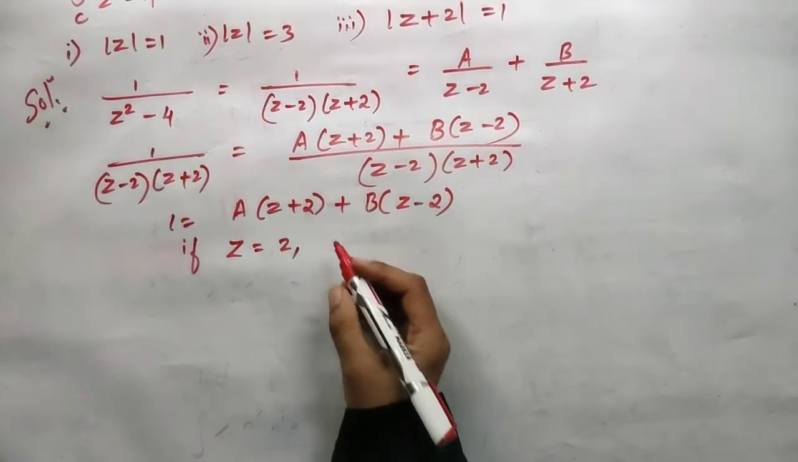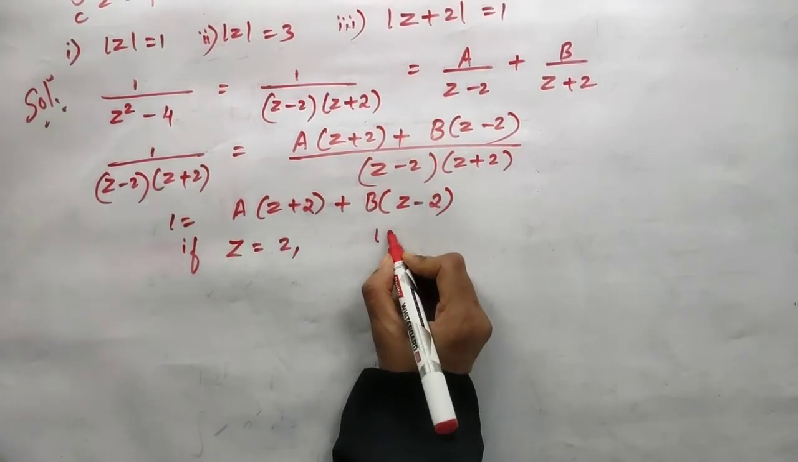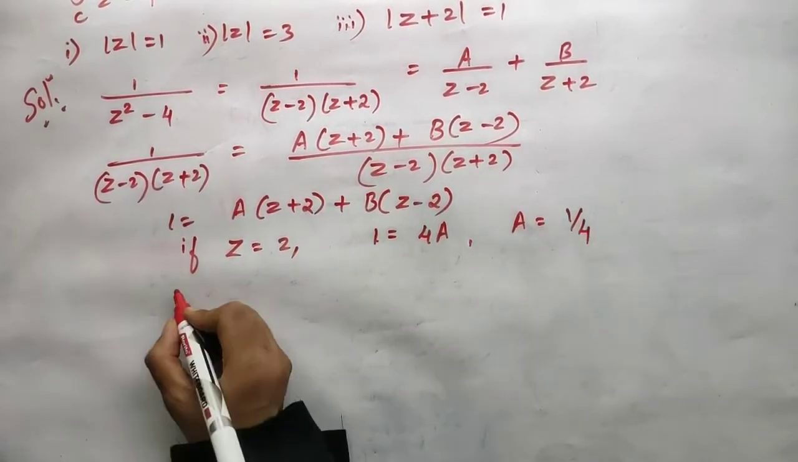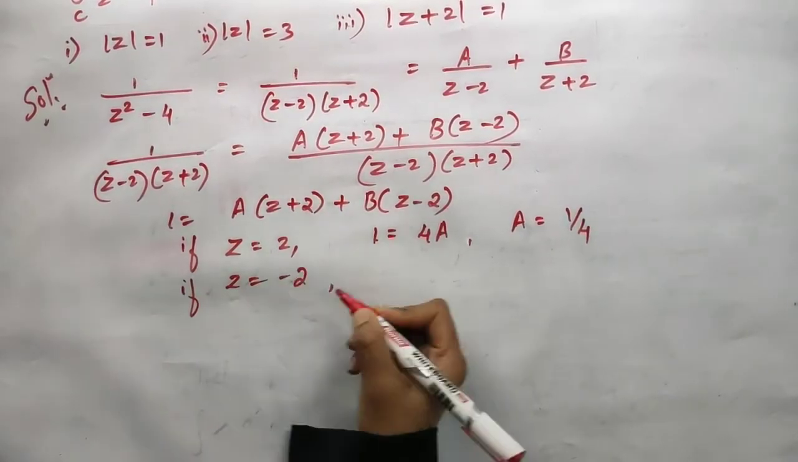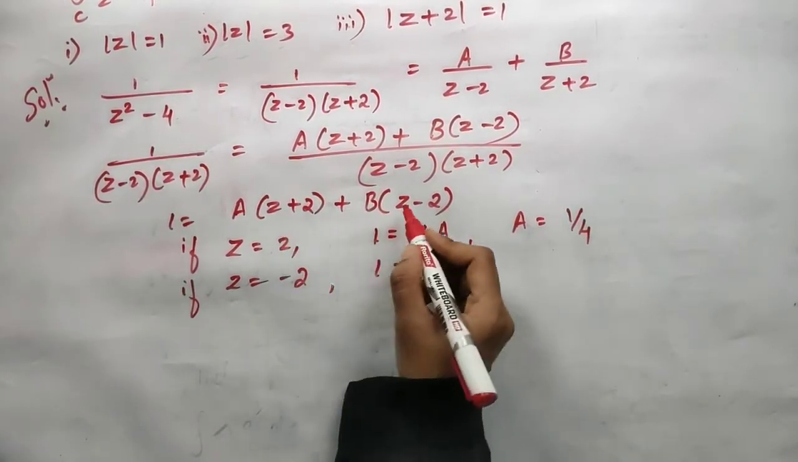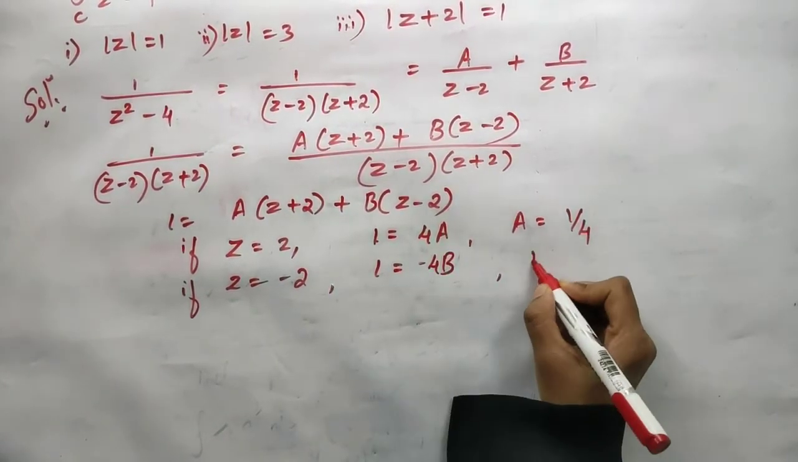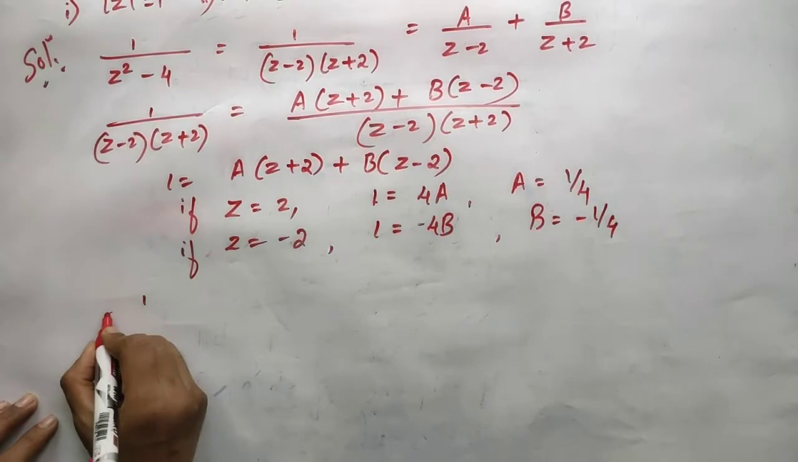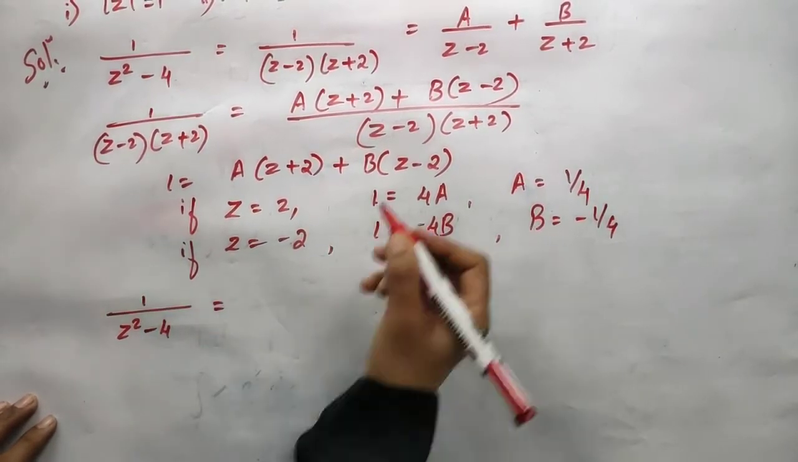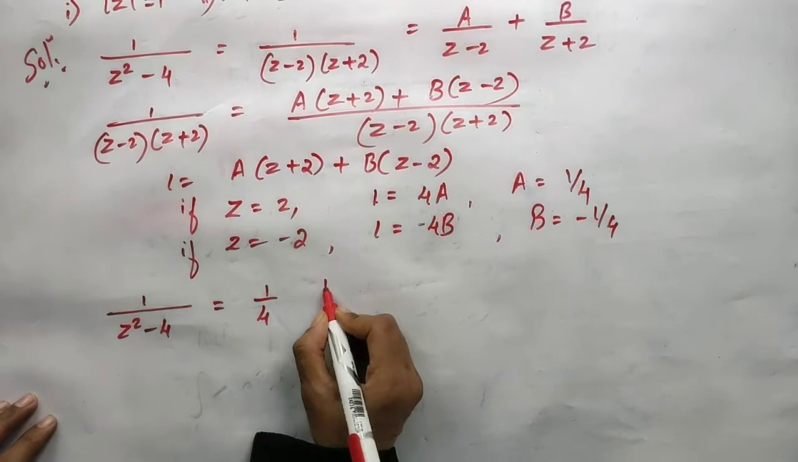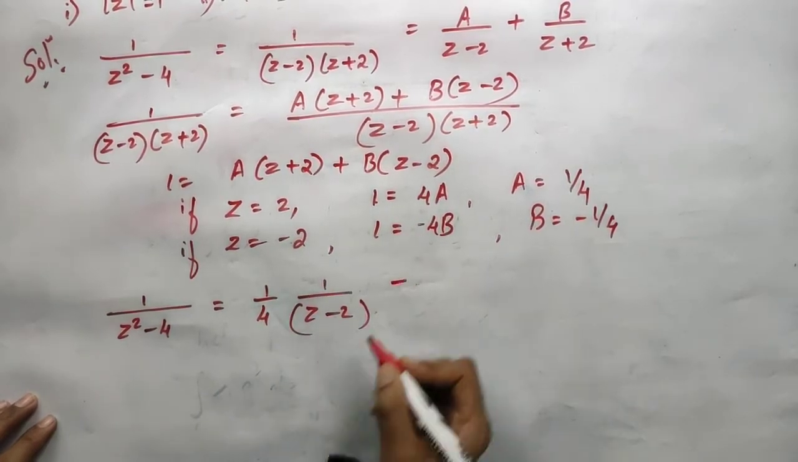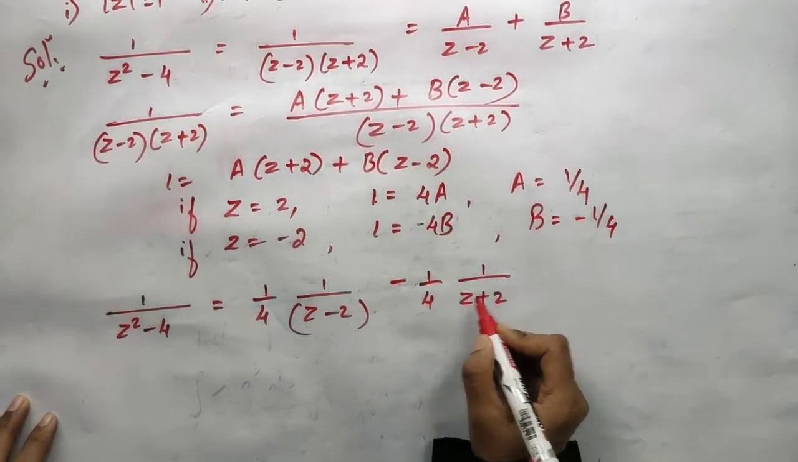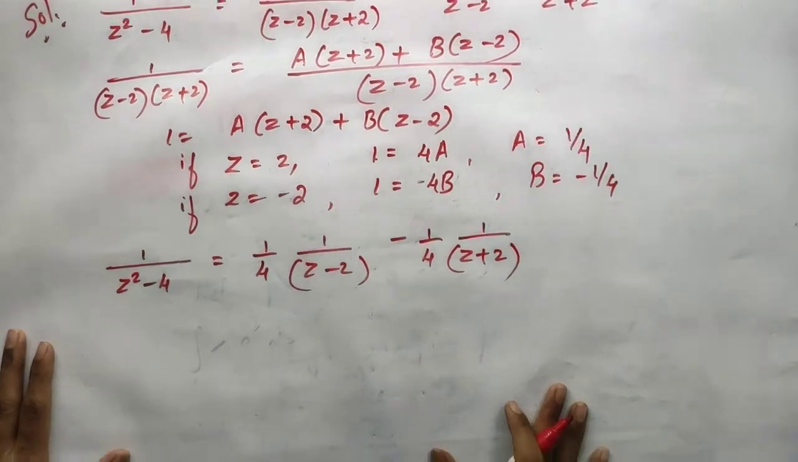If z is equal to 2, you will get 1 is equal to 4 times a, or a will be 1 by 4. Similarly, if z is equal to minus 2, 1 will be equal to minus 4 times b, or b will be minus 1 by 4. So I can rewrite the given thing as 1 divided by z square minus 4 is equal to 1 by 4 into 1 divided by z minus 2, minus 1 by 4 into 1 divided by z plus 2. These are the two resolved fractions.